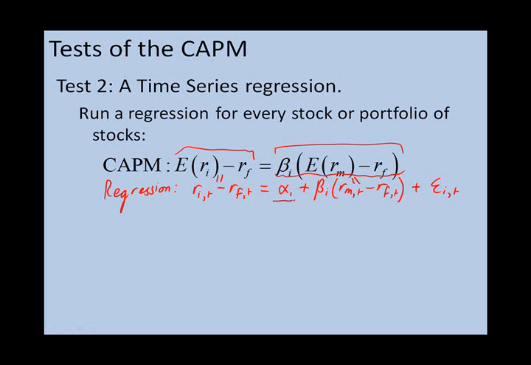What value must alpha take on in our regression if the CAPM is going to hold? Alpha must be equal to 0 if the CAPM holds. That's the only way that we can match these two equations. This is a more simple test. We're testing if the intercept of our regression is equal to 0.